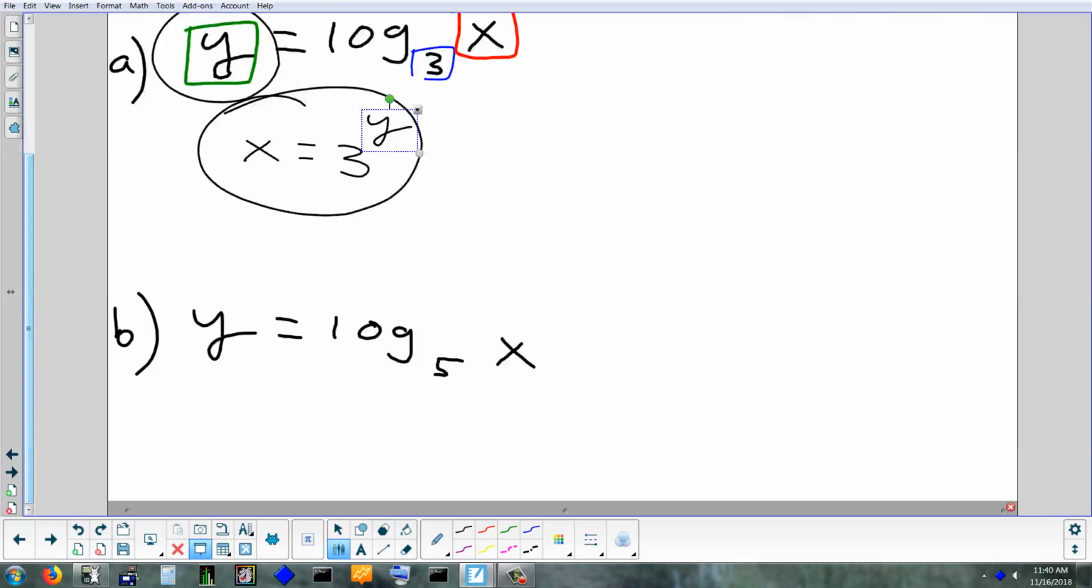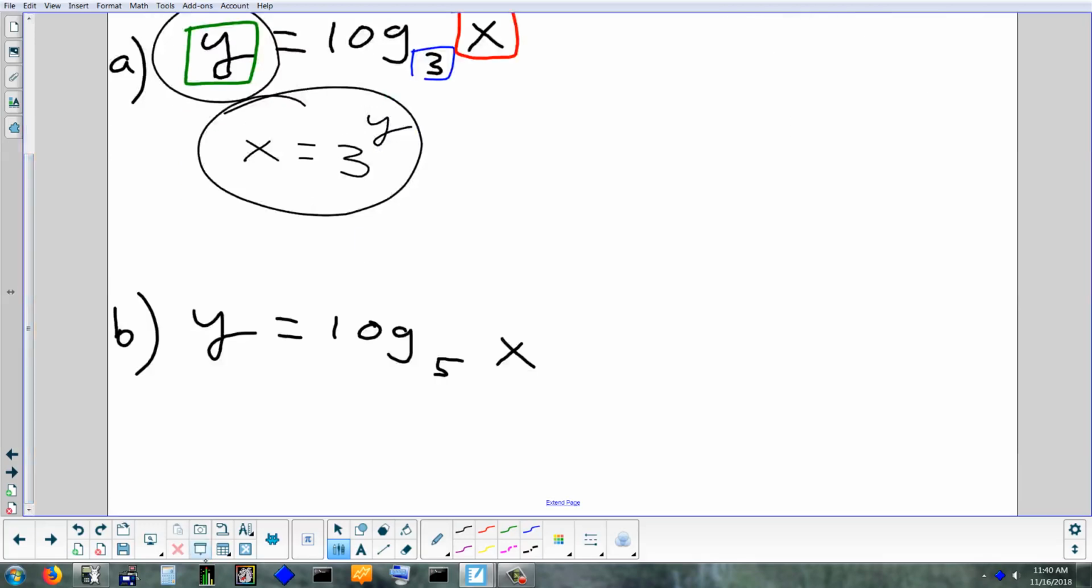Question on that one? Let's try this one. Y equals log base 5 of x.